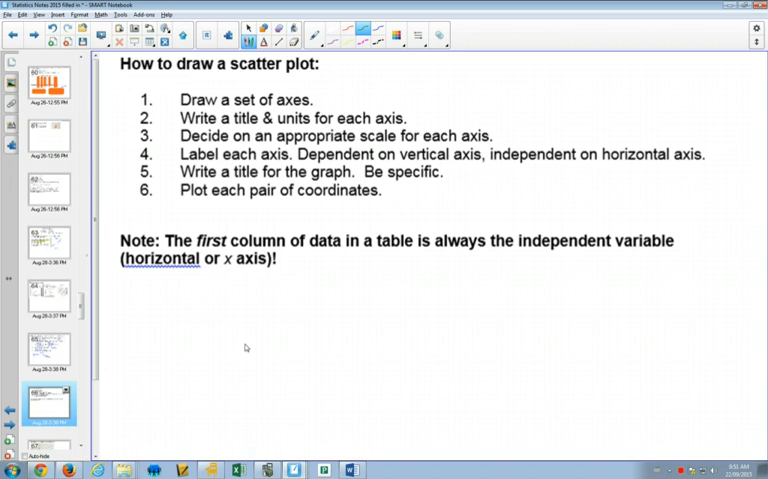Label everything. Dependent goes on the vertical axis, your independent on your horizontal axis. Make a nice title. Maybe my ages one wasn't as nice for the first one. And then plot everything. Now if you're given data in a table, whatever is in the first column or the first row, the top row or the first column, that's always your independent variable, which goes on your x-axis.